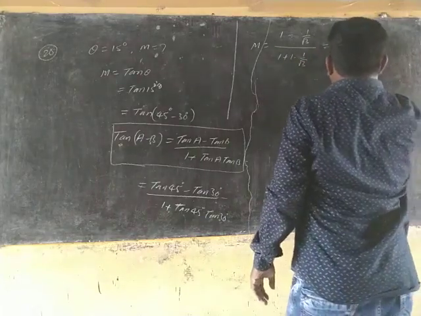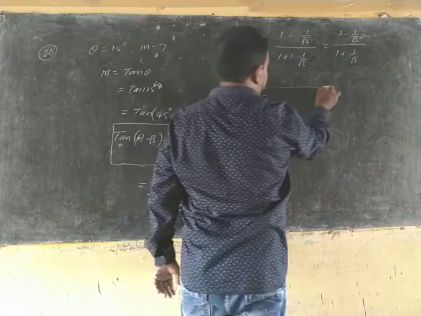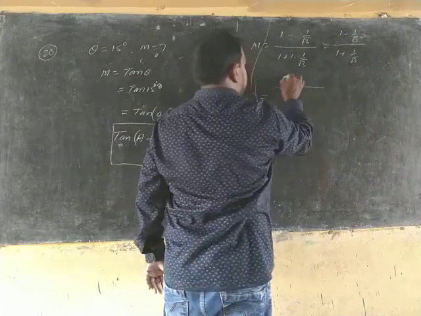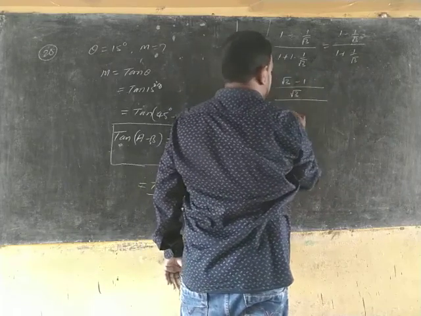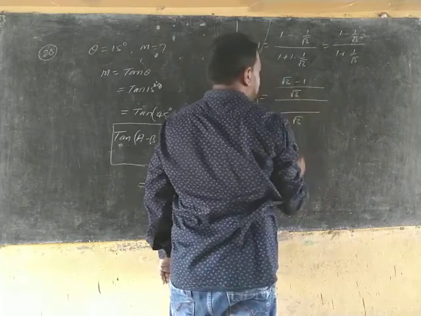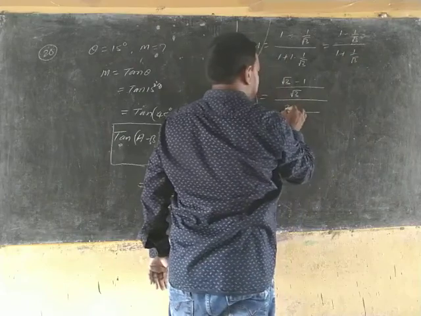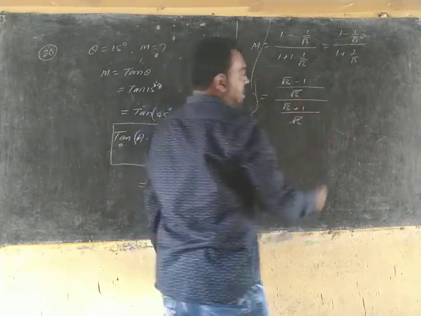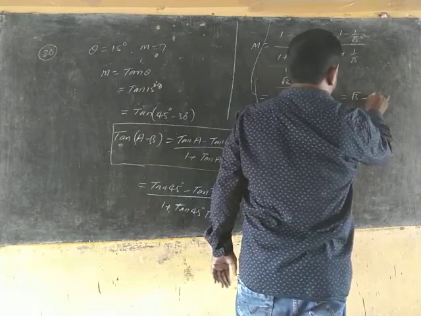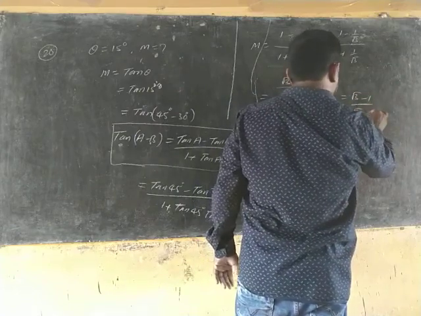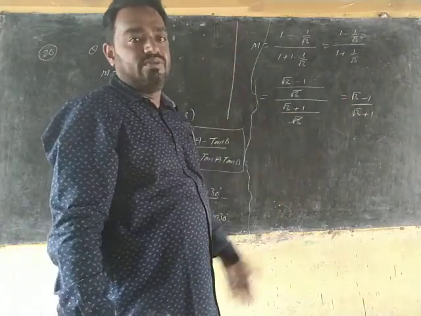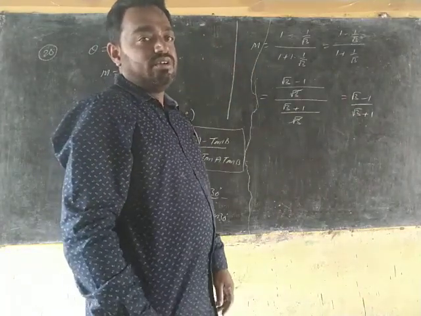This is equal to 1 minus 1 by root 3 by 1 plus 1 into 1 by root 3. Now in the numerator, root 3 is the LCM: 1 into root 3 minus 1 by root 3. In the denominator, root 3, 1 into root 3 plus 1. Root 3 gets cancelled. What are we getting? Root 3 minus 1 by root 3 plus 1. In our options, this one we didn't have. So what do we need to do?